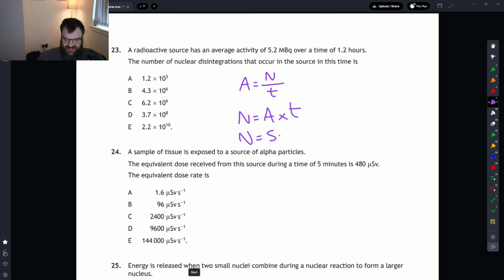Careful, we have got an activity in mega. So we'll go kilo, then mega. So that's going to be times 10 to the power of 6. And then this is going to equal, we need it in seconds. So times it by 60 to turn it into minutes, 72. And then times it by 60 again to turn it into seconds, 4,320.